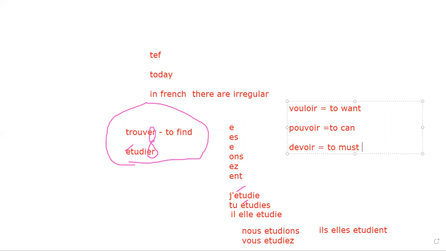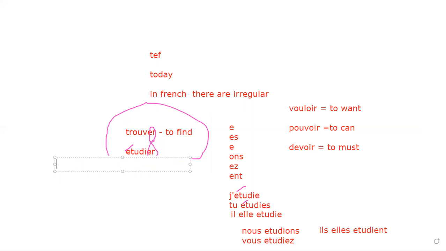So repeat after me. Vouloir, pouvoir, and devoir. Now I will conjugate all three verbs. So clear? What is the meaning of étudier? Study. Étudier is my verb to study, and it is a normal verb. Clear? Yes. Got it.